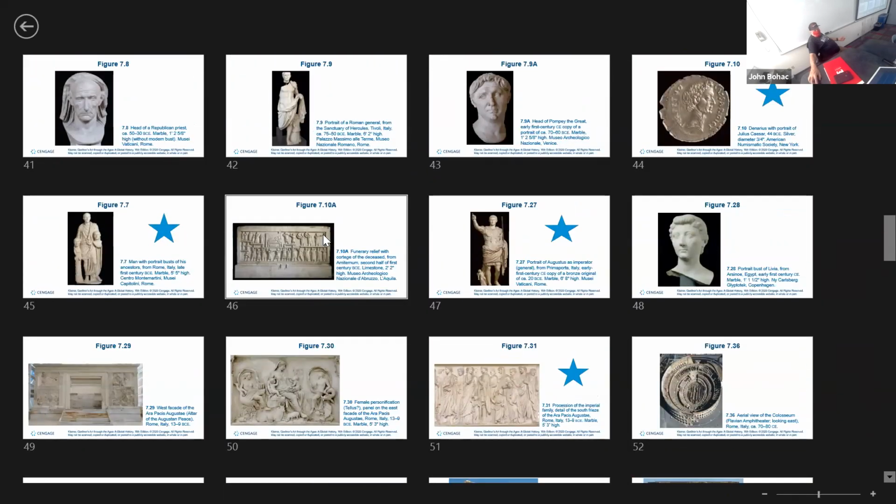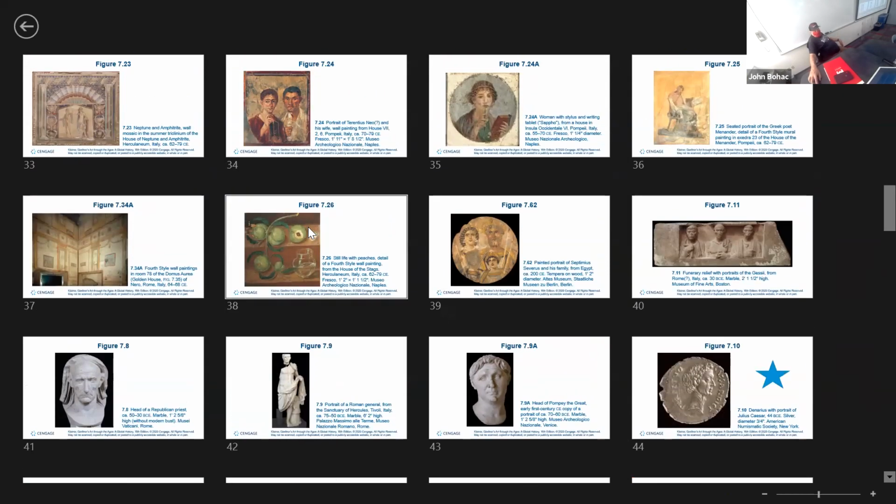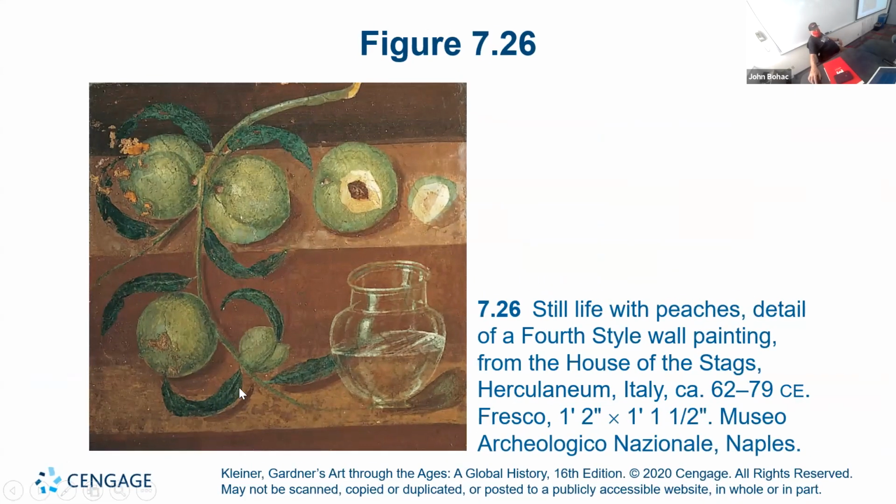And I want to show you, before we go, about sculpture. Oh, wait. I do want to show you a little bit more painting. I want to finish that with this. Still life with peaches. And so this is early Imperial Rome.